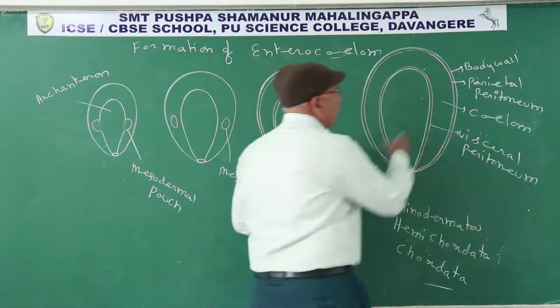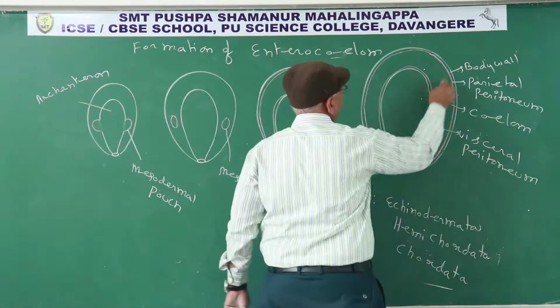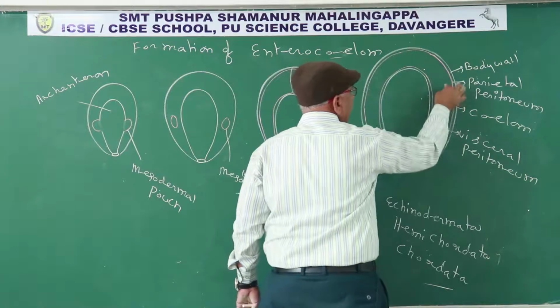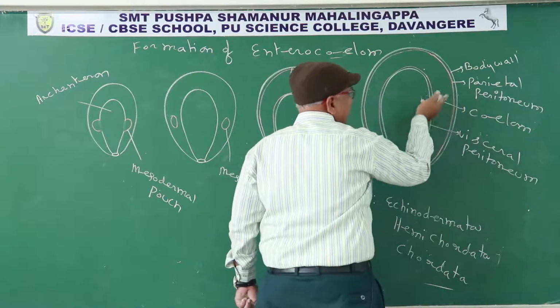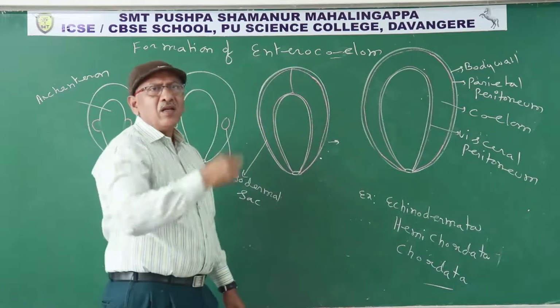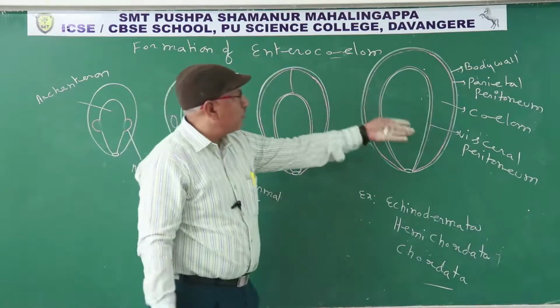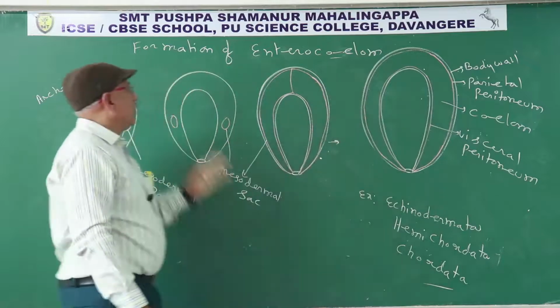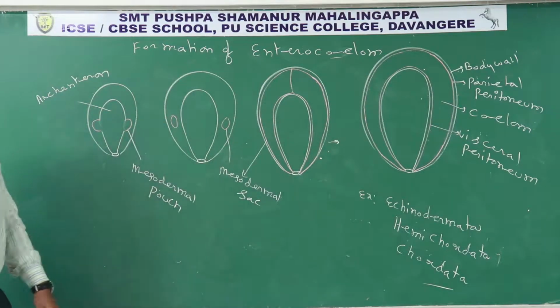Once coelom is formed, the character is the same. Here also observe body wall and alimentary canal. So a cavity is present between body wall and alimentary canal lined by mesodermal layers. Lined or covered by mesodermal layers is known as coelom. Now we discuss how enterocoelom is formed.